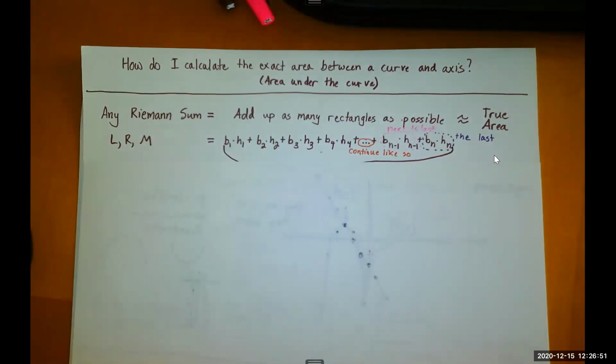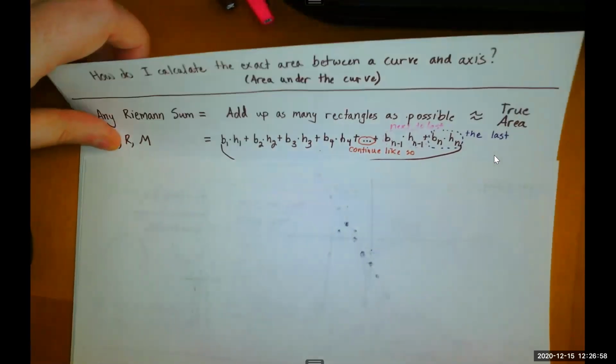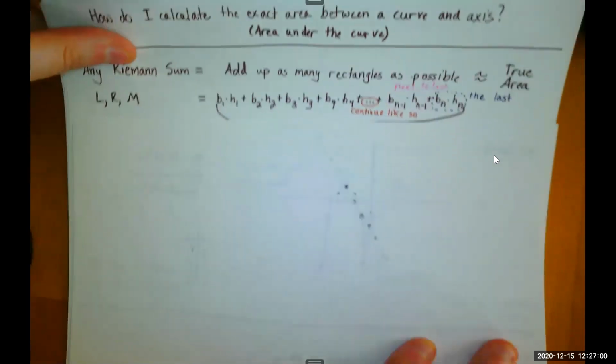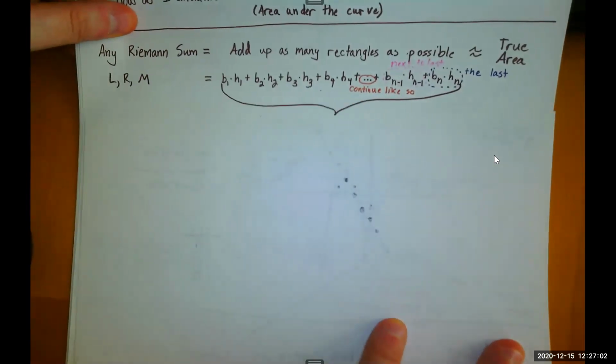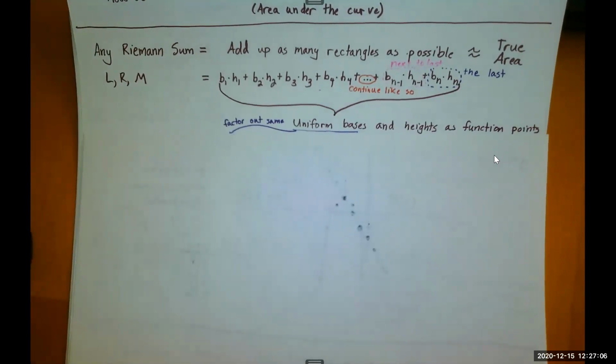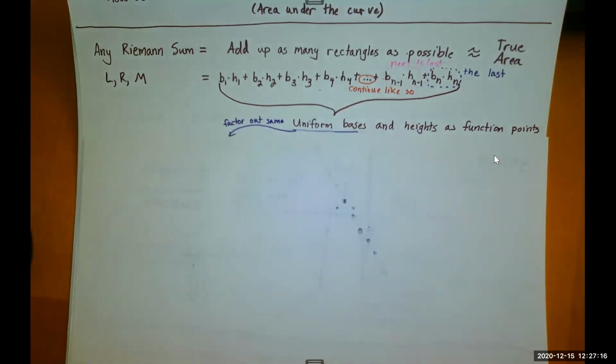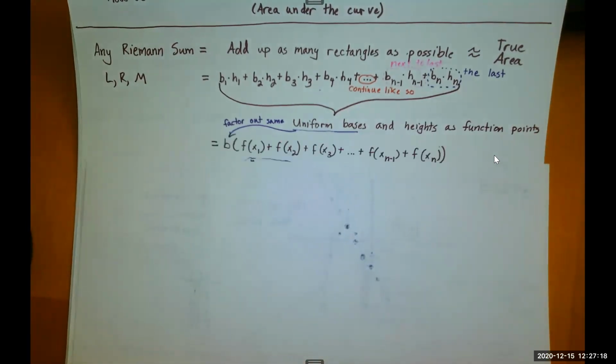When we get to the third half of calculus, we'll be doing that kind of thing a fair bit, because the third half of calculus is all about infinite sums. Ooh, exciting. Okay. Now, we're doing uniform bases, and heights are going to be points on the function. So because we're doing uniform bases, we're going to factor out that same base number, and then we're going to add up all of the function values.